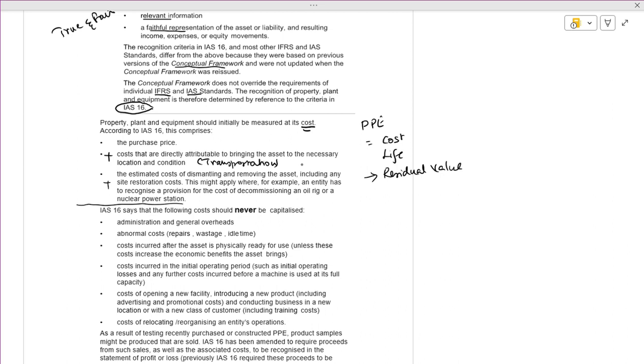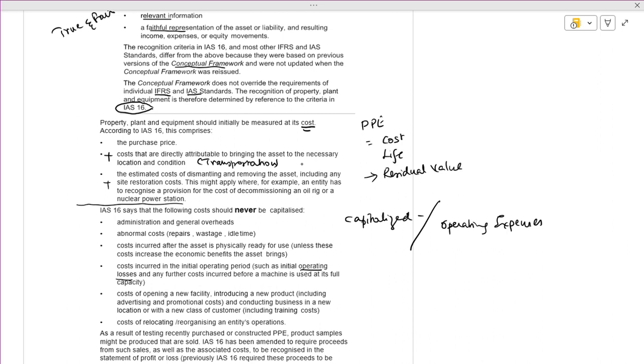See, this is where you say how we have to treat the capitalization of expenses, and how we have to treat the operating expenses. We should make a differentiation between capitalization and operating expenses. Cost incurred in the initial operating period, such as any losses, is it right? Operating loss. We should not deduct losses from the value of the asset, is it right? We should not do it.